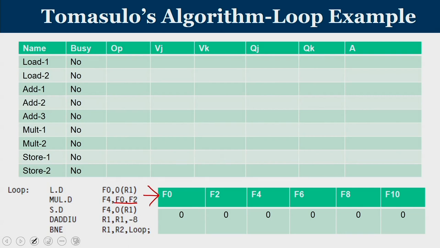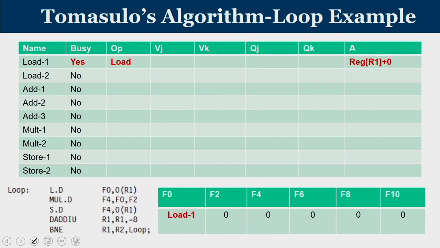Now, I will take you through a quick snapshot of what happens to the reservation station entries when you execute multiple iterations of this loop. So, what you see here in this table is your reservation station, where the operand values Vj and Vk will contain the operands if the operands are readily available, and Qj and Qk will tell you the functional units if operands are not available, and A will carry the address.